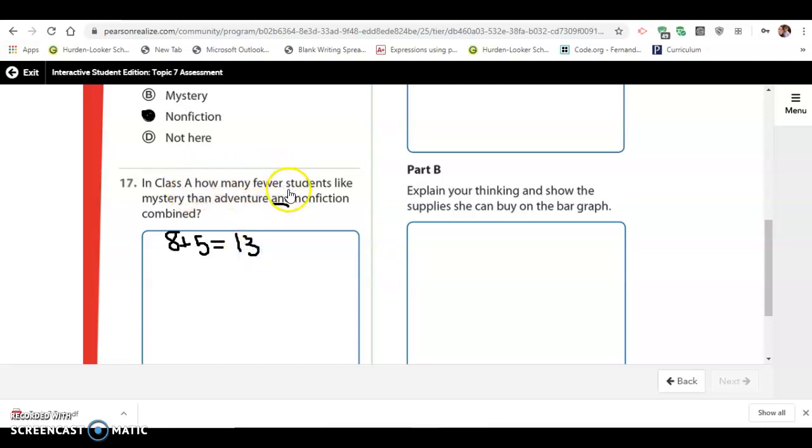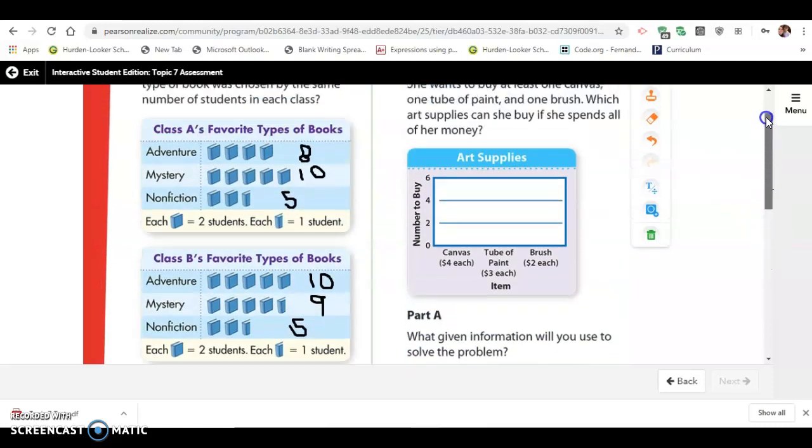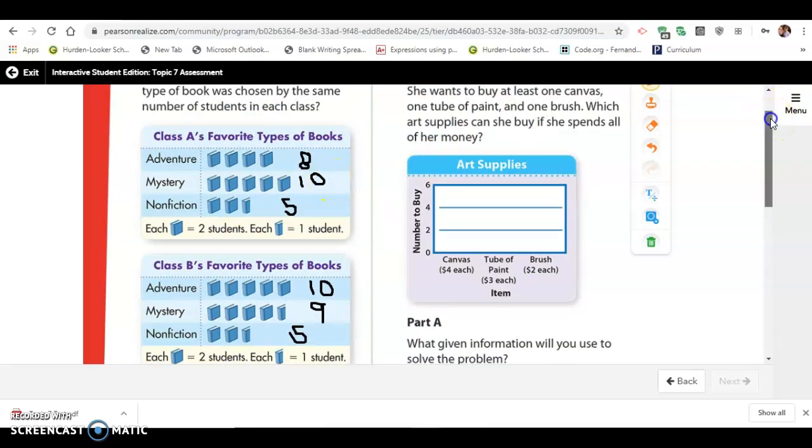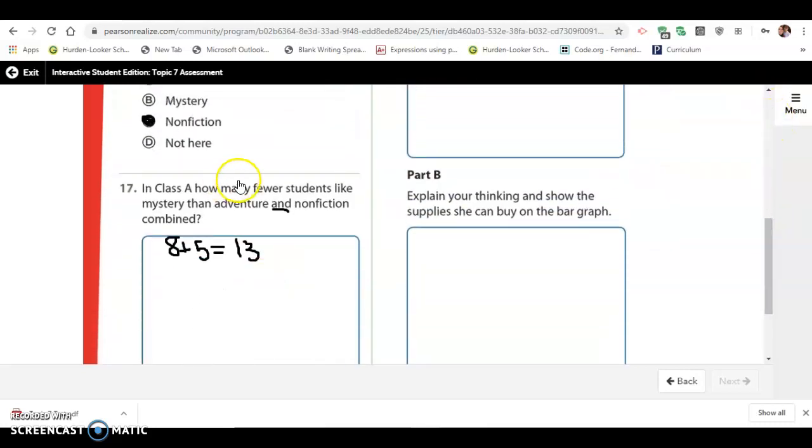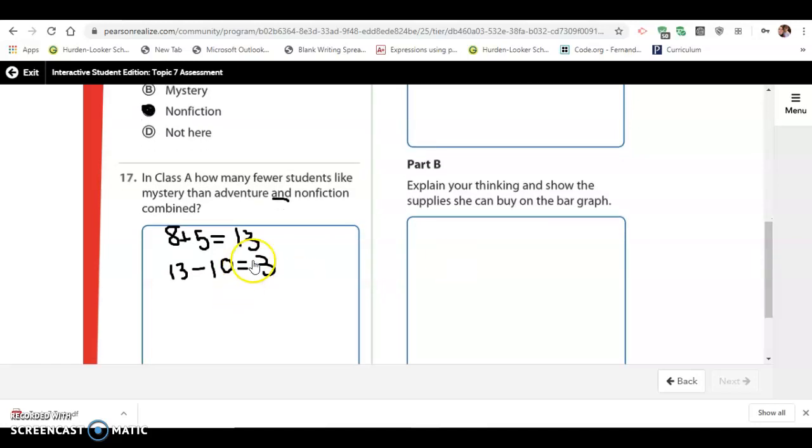And then we're going to see how many fewer students like mystery than adventure and nonfiction. So we have to look at mystery. Mystery has 10. So how many fewer students means that we're going to subtract. So we're going to do 13 minus 10. And 13 minus 10 equals 3. Now, the answer is 3.